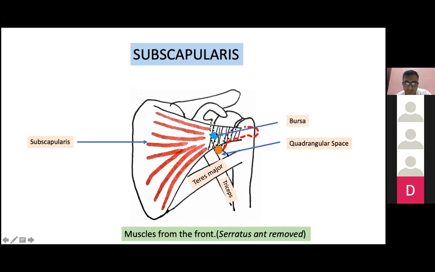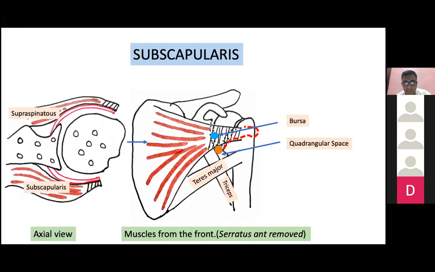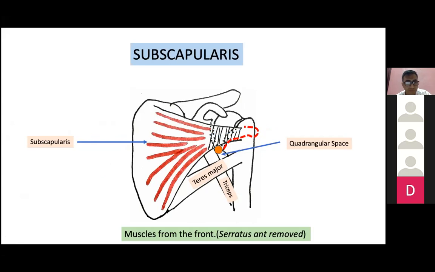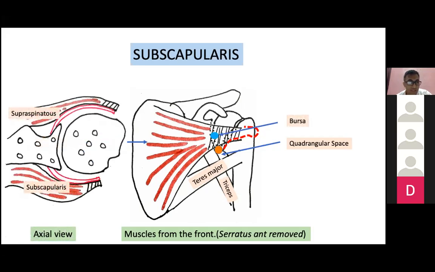And there is a bursa that separates the subscapularis muscle from the underlying scapula. And this bursa has an opening into the joint. So this bursa can be an important landmark to separate the subscapularis from the underlying structures. And if you look at the axial view, this is the supraspinatus muscle, and this is the subscapularis muscle. And this is the part where the biceps tendon passes. This is the greater tuberosity. And this tendinous portion always blends with the capsule. So it has some surgical significance.